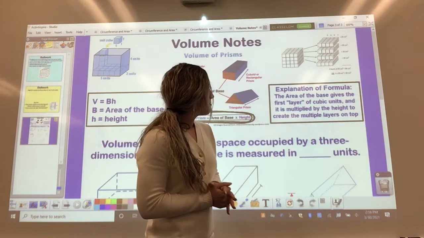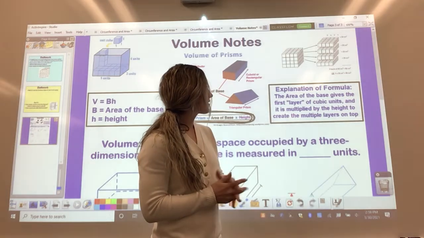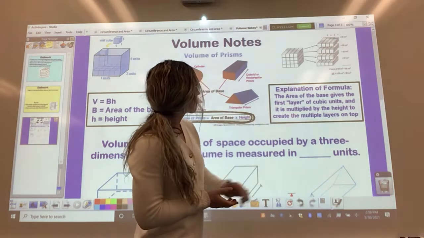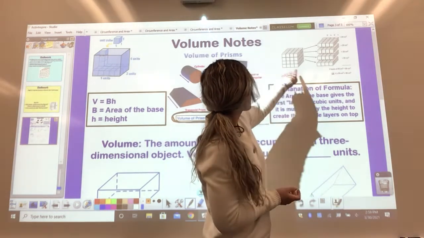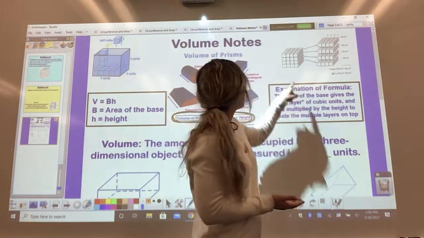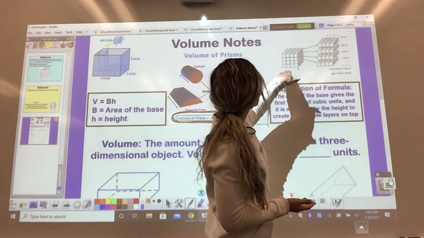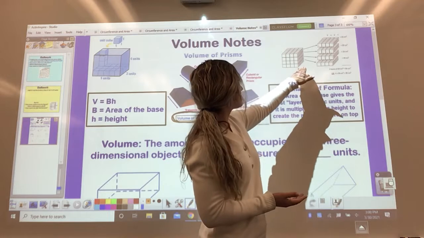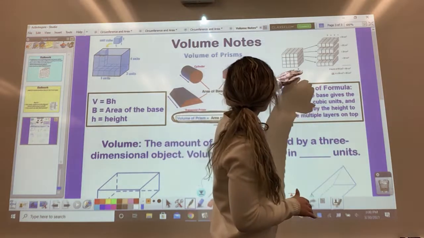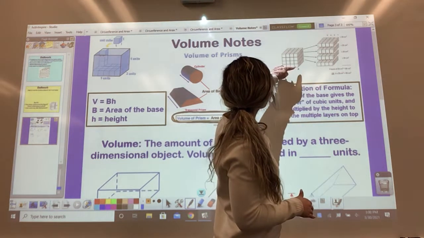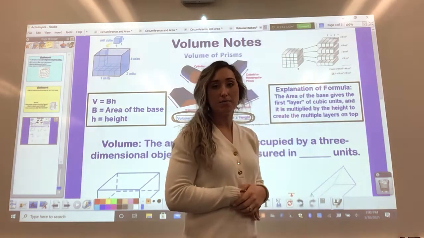It says the area of the base gives the first layer of cubic units, and that is multiplied by the height to create the multiple layers on top. So if you look at this shape, this looks like it's a cube. If I'm looking at the area of the bottom face, it looks like it's about a 4 by 5. So the area of that bottom face is 20. And that's also the number of cubes that would fit along that bottom layer. And if I multiply it by the height, that's just times 4, which also is just how many stacks of those layers of cubes I need on top of each other.